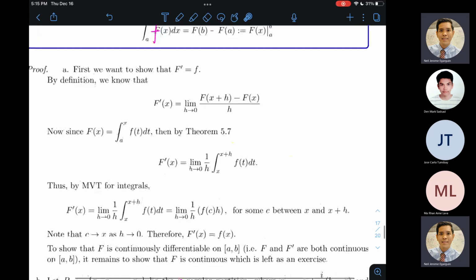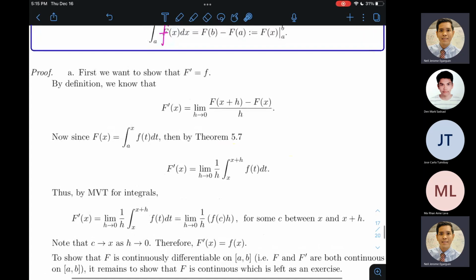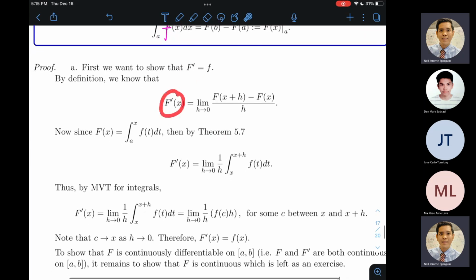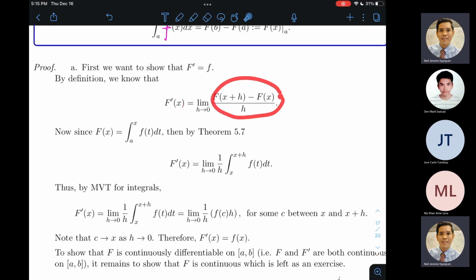Okay? So we want to compute F prime, and by definition, F prime of x is the limit of the difference quotient as the increment h approaches 0. So definition lamang siya ng derivative na nakita na natin in Unit 3. Tama nga ba? Unit 3 or Unit 4, whichever one it is, right? Kung saan natin dinefine yung derivative.